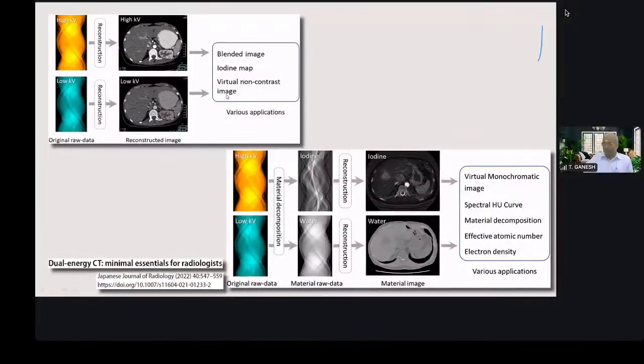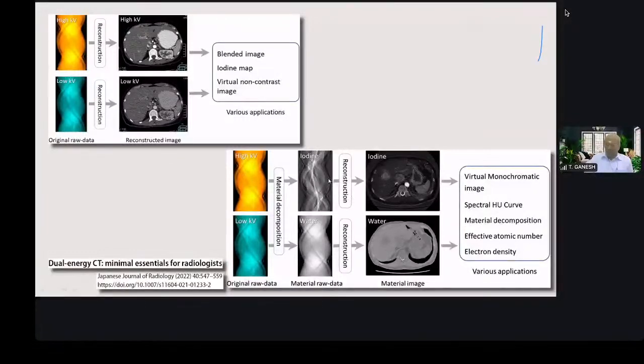What does that mean? It means that, like what we do now, first before administering iodine we do a CT scan, and after that we administer iodine and do another CT scan. So we do 2 CT scans. But using this, we just do an iodine map, subtract it from the original image, and we can get a virtual non-contrast image.